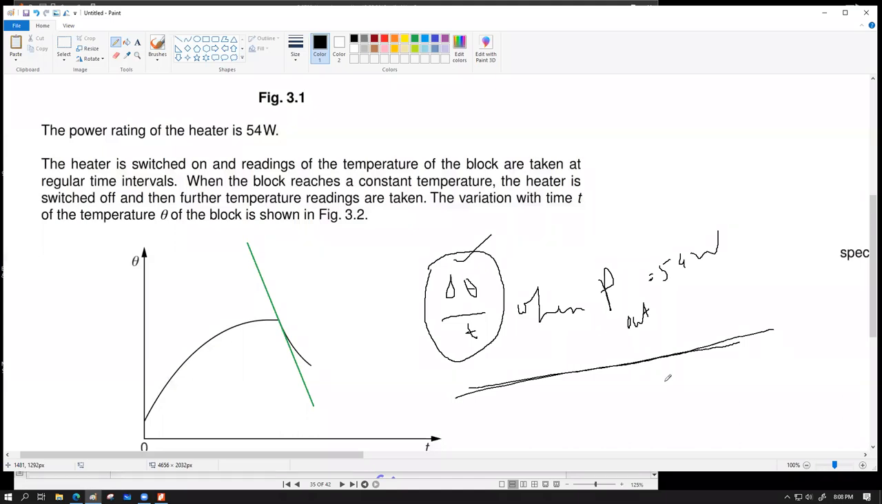Sir, could you re-explain? The question says when the block reaches a constant temperature, the heater is switched off and then further temperature readings are taken. So when the block reaches a constant temperature, that's when the block starts to cool off. When the block reaches a constant temperature, the graph becomes horizontal because the temperature is not increasing any further. The whole idea of constant temperature.